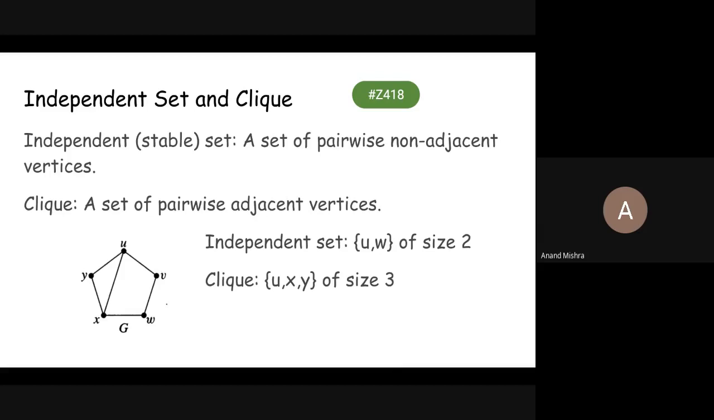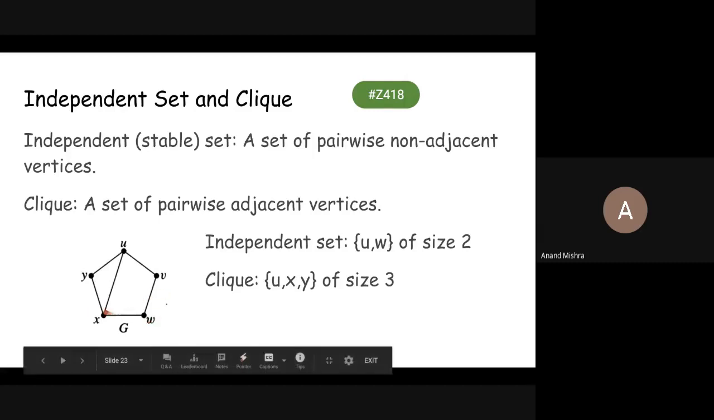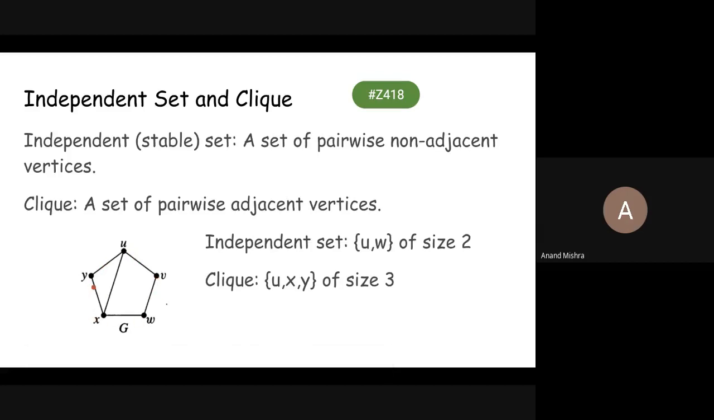But let's say I have a fully connected graph of 1, 2, 3, 4, 5 nodes. Fully connected graph of 5 nodes. What will be the clique size? 5. And will there be any independent set? No, there will be no independent set, but there will be a clique of size 5 in that case, if it is a fully connected graph. All right. Good.